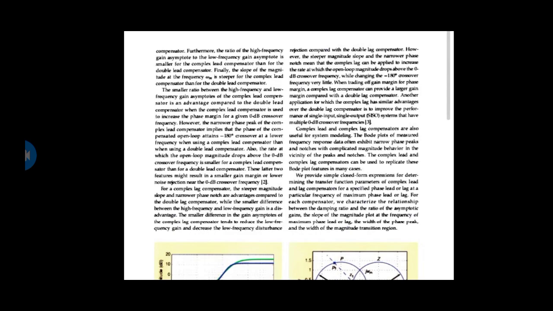Compared with the double lead compensator, the latter two features might result in smaller gain margins or lower noise rejection near the 0 dB crossover frequency. For the complex lag compensator, the steeper magnitude slope and narrower phase notch are advantages compared to the double lag compensator, while the smaller difference between high frequency and low frequency gain is disadvantageous. A smaller low frequency gain tends to reduce low frequency gain and decrease low frequency disturbance rejection compared to figure 3.